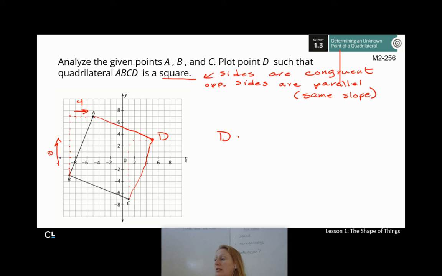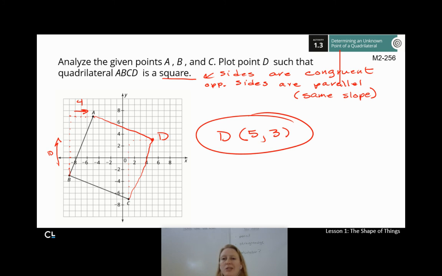Write down the coordinates. I need to write down the coordinates. It looks like in order to make a square, D needs to be at 5. And I go over 5 and I went up 3, at 5, 3. So that's where D needs to be to create a square. I just used the opposite side and said, I had to rise this many, run that many, and I did it over there. Not the only way of doing this, a way of doing this. Works for me. Hopefully it'll work for you too.